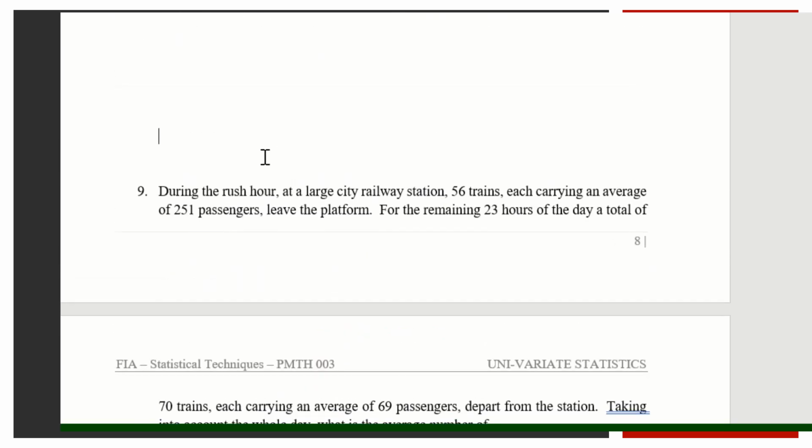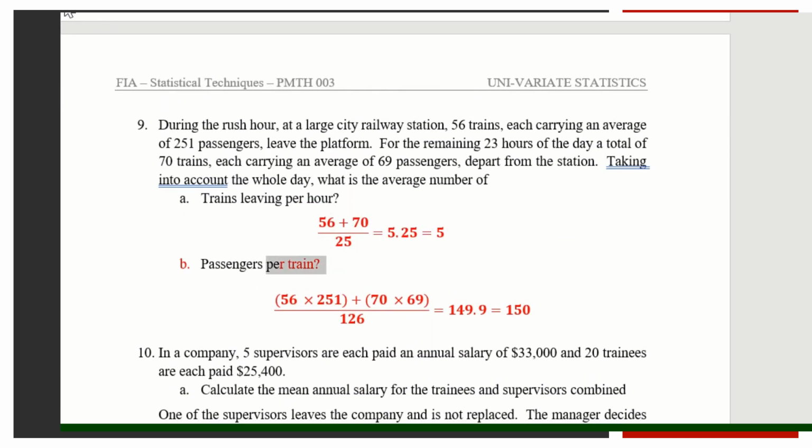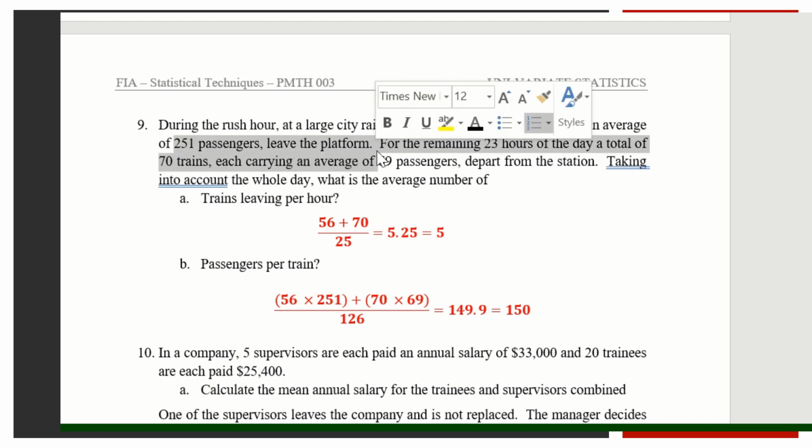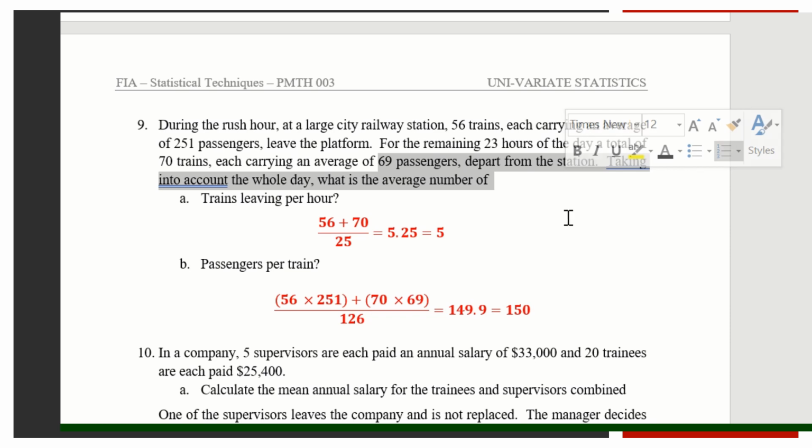Okay, moving forward, question 9. I'll just go through the questions. You pause and play as you're going along, all right? Okay, during the rush hour, 56 trains, each carrying an average of 251 passengers, leave the platform. That means that's the first hour. The remaining 23 hours, 70 trains, each carrying an average of 69, depart.